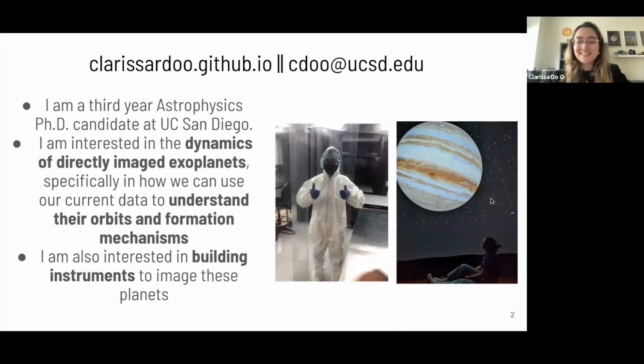Unfortunately, it won't be the focus of the talk today, but I am also interested in building instruments to directly image these planets. Here I just have a couple of pictures of myself. The first one is me working in the clean room, which is where I currently build some of the instruments that I'm working on. And the other one is me staring at Jupiter at the planetarium shows we give here at UC San Diego.